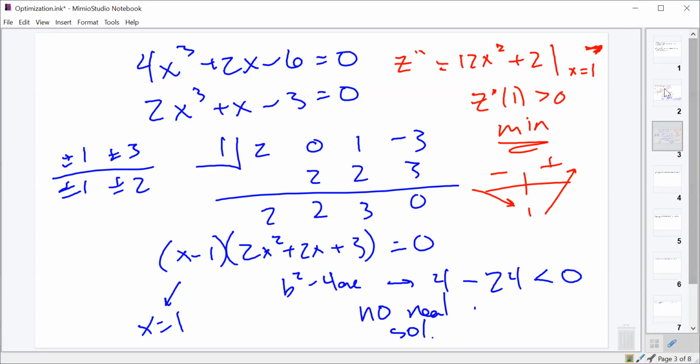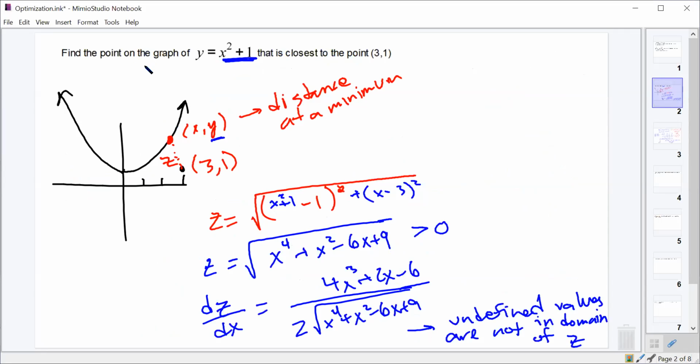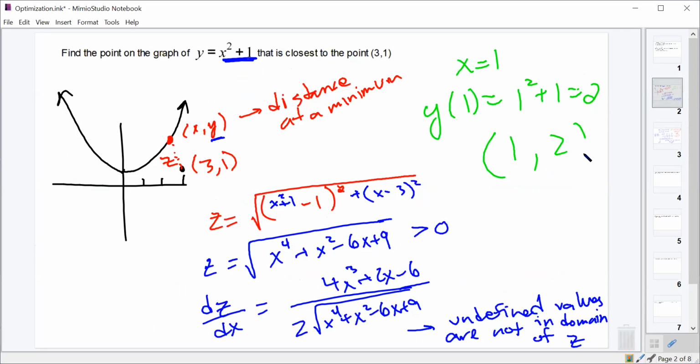And so I believe the original question asked, find the point on the graph. And so we know that it's at x equals 1, and so y of 1 should be 1 squared plus 1, or 2. So the point that is closest is the point (1, 2).